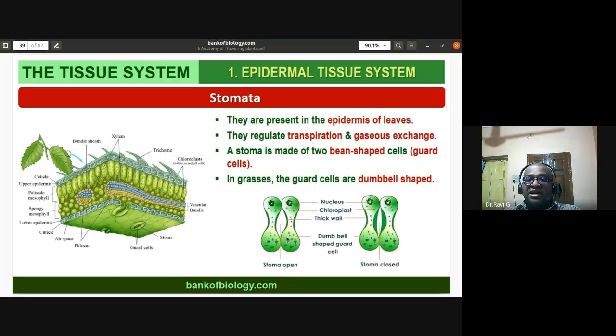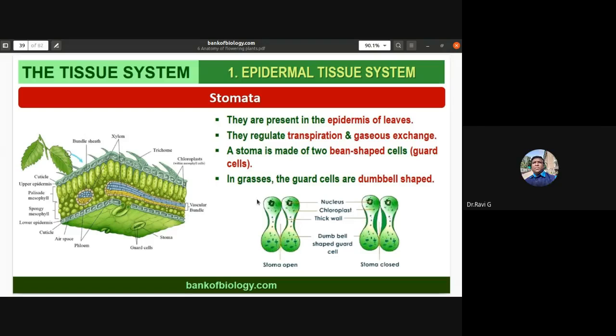You can see the dumbbell-shaped guard cells in case of the monocotyledonous plants. The guard cells are also richly filled with chloroplasts. They also undergo photosynthesis. Each and every cell of the leaf is involved in photosynthesis because leaves are the region where food is synthesized, isn't it? Leaves are the kitchen of the plant. You should remember, in monocot plants the guard cells are dumbbell shaped, and in dicot plants the guard cells are kidney shaped or bean shaped. So remember about that. Here the diagram shows the open stoma and closed stoma.